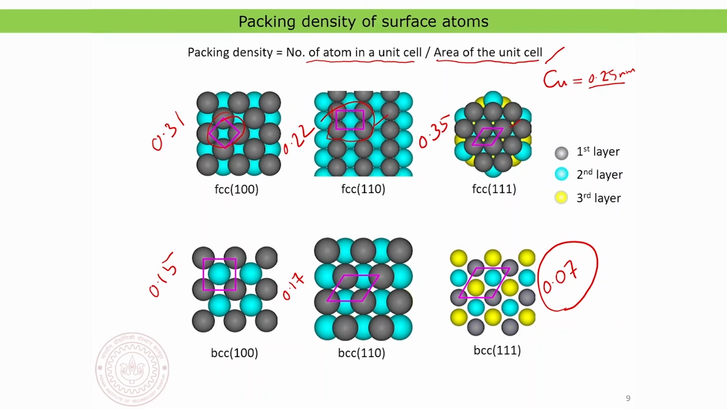This is exactly what I was also telling you in the previous slide, that the packing density of the BCC 111 within this comparison is actually the lowest, which also means that the surface roughness of the BCC 111 will be the highest, which means that the BCC 111 surface will be the most reactive surface, and the FCC 111 surface will be the least reactive surface.